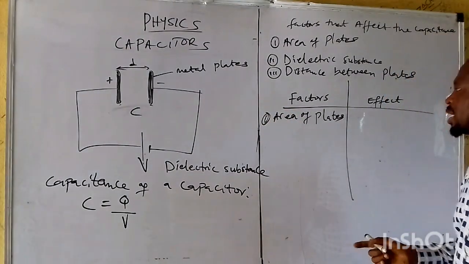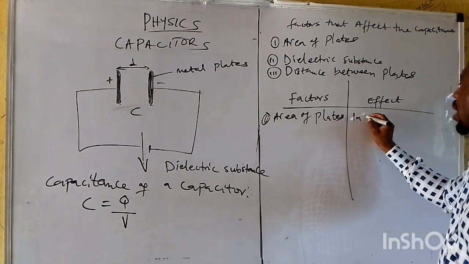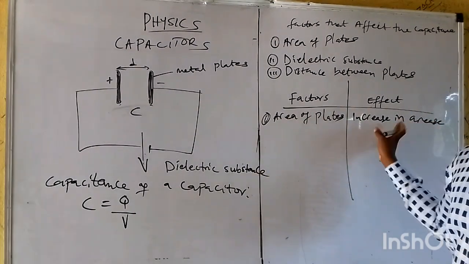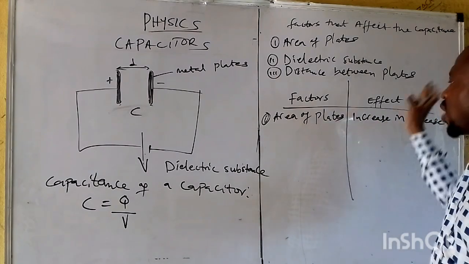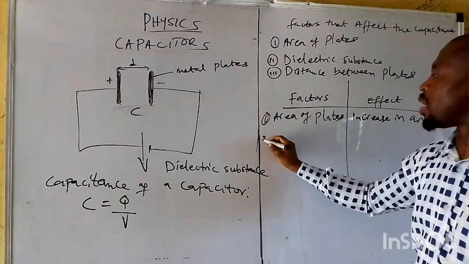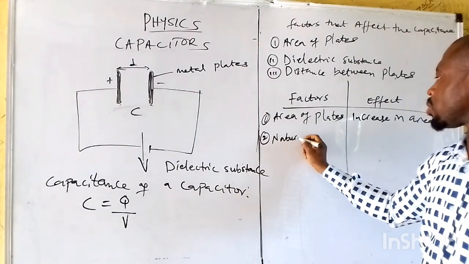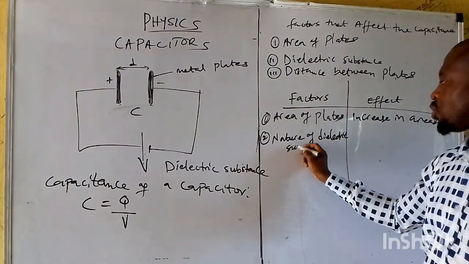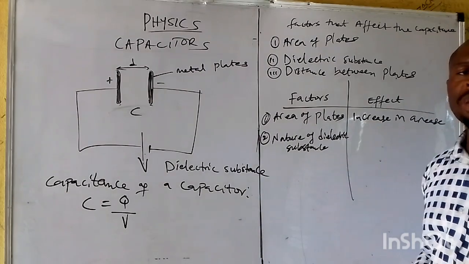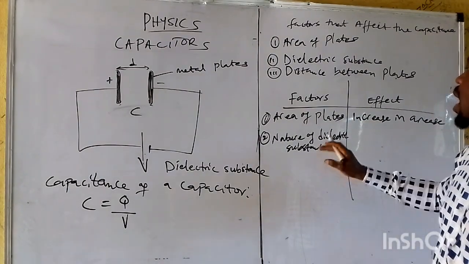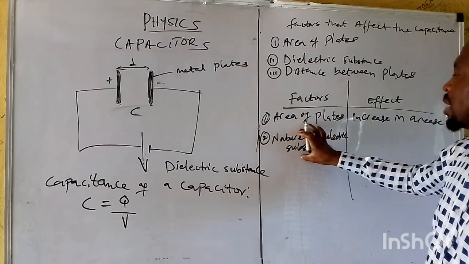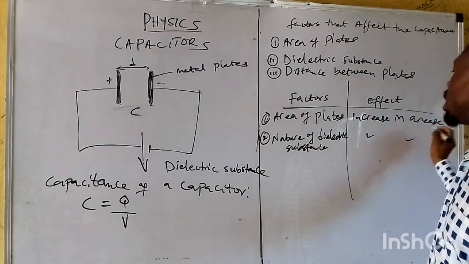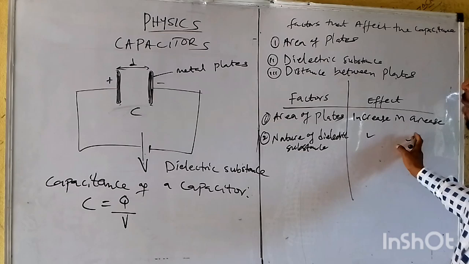You can say that increase in area increases the capacitance of the capacitor. That is the first one. Next, you can say nature of dielectric substance. Yes, the nature of dielectric substance has an effect, so increase in dielectric substance increases the capacitance of the capacitor.